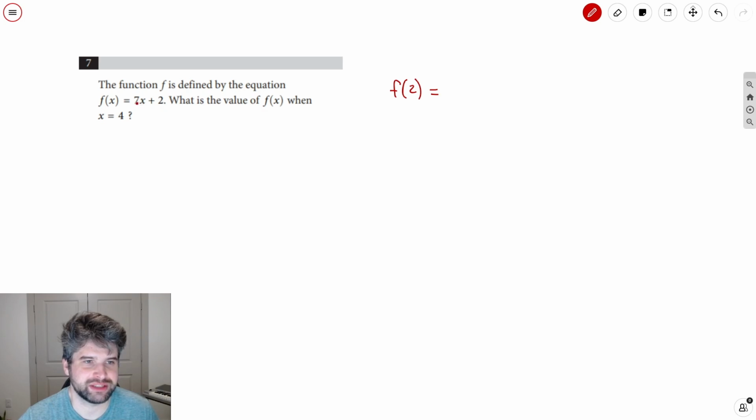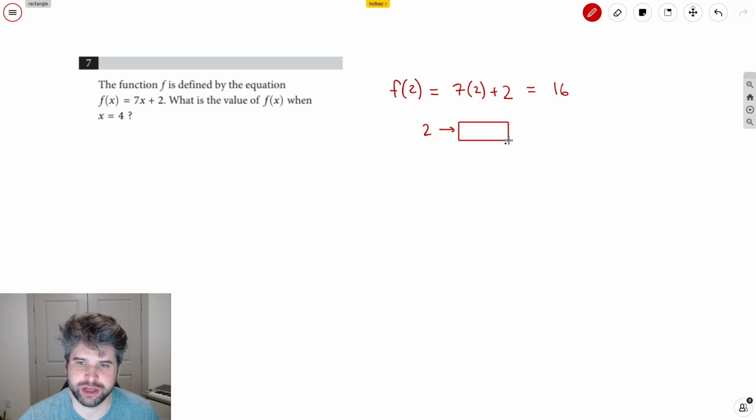So f of 2 is 7 times, well, we've got an x here, so 7 times 2 plus 2. And that's going to be, well, 7 times 2 happens first, that's 14, plus 2 is 16. So using our function diagram from last time, if you put a 2 into this function called f, it outputs a 16. But the question is, what is the value of f of x when x equals 4?